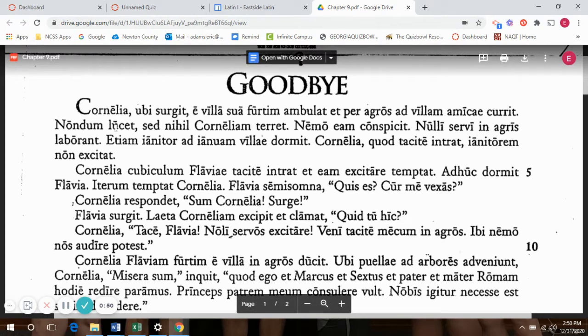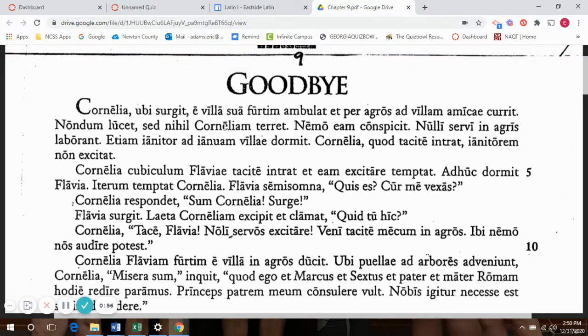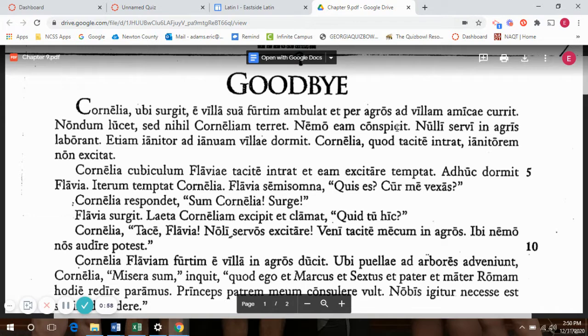Nondum lucet, not yet does it shine, said, but nothing scares Cornelia. Corneliam here, the accusative direct object. Nemo eam conspicit, no one catches sight of her, no one spots her.